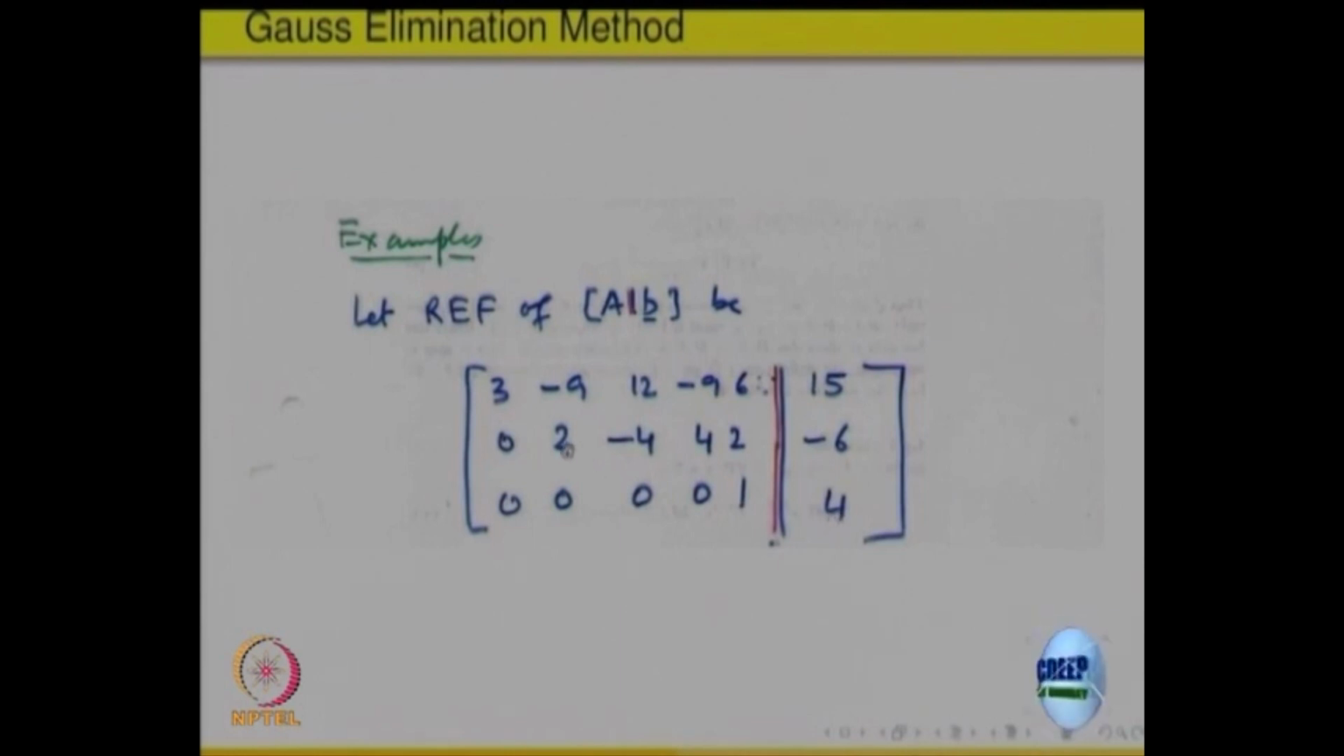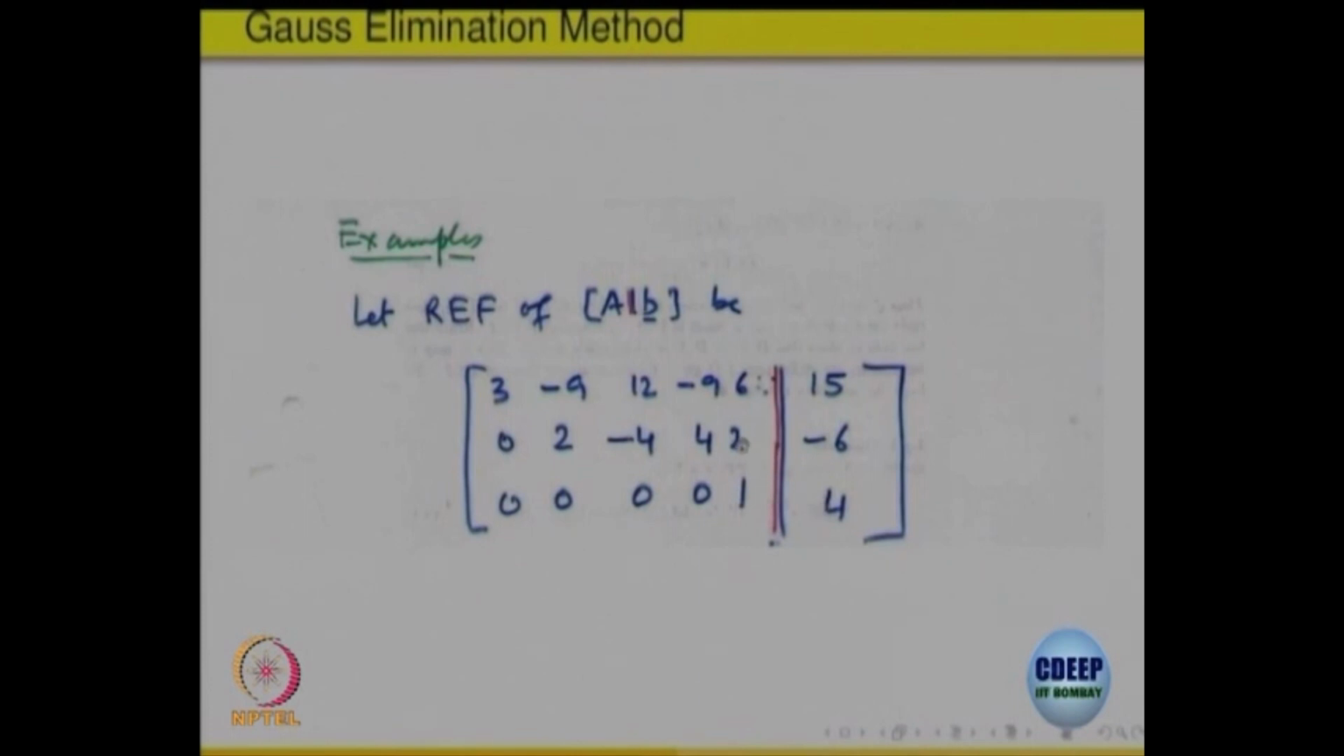What is this equation? 2x2 minus 4x3 plus 4x4 plus 2x5 is equal to minus 6, and this gives you 3x1 minus 9x2 plus 12x3 minus 9x4 plus 6x5 is equal to 15. So your new system is that one, right. x5 is equal to 4, so that value is already known now. So that value I can put in this equation, right. So what will I get?